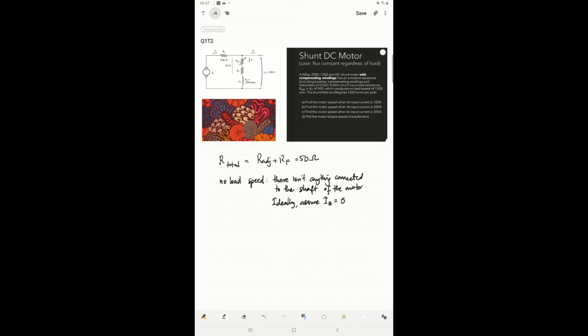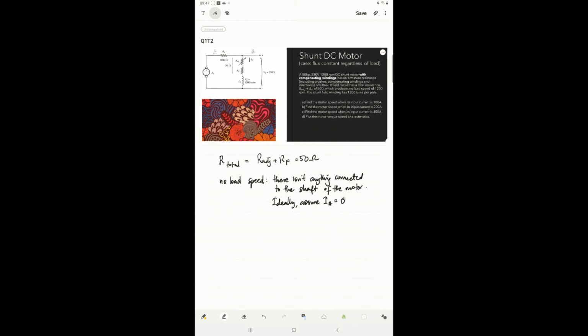Okay, so the first question is find the motor speed when the input current is 100 ampere. Now when there is an input current of 100 ampere, that means somehow there is some kind of torque that was put to the shaft of the machine, or the other way, that there is some load at the shaft of the machine. Remember that the no load speed is 1200 RPM. So now there is some load because the input current, instead of 0, becomes 100 ampere.